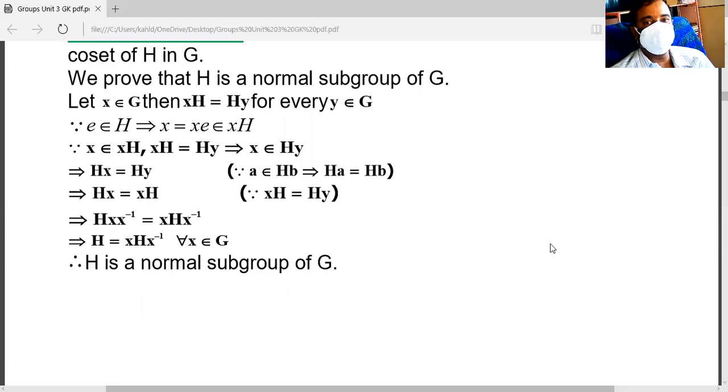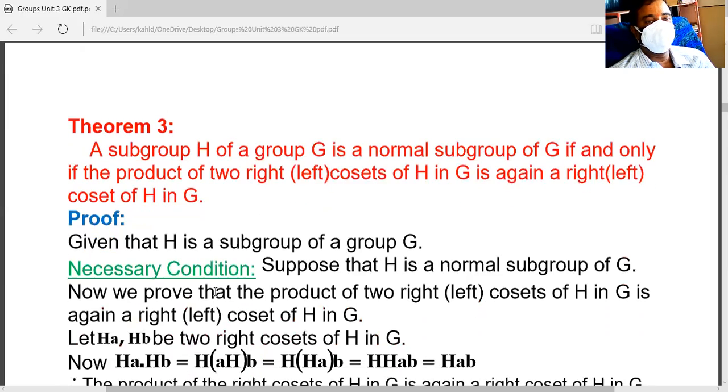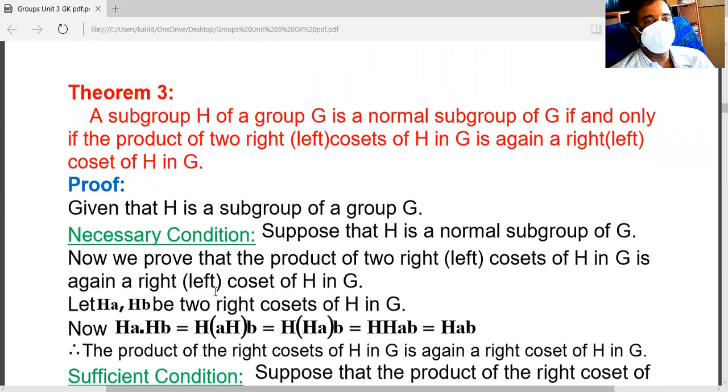How many theorems did we learn? Two theorems. Now we are going to Theorem 3. What is that? A subgroup H of a group G is a normal subgroup of G if and only if the product of two left cosets of H in G is again a left coset of H in G.